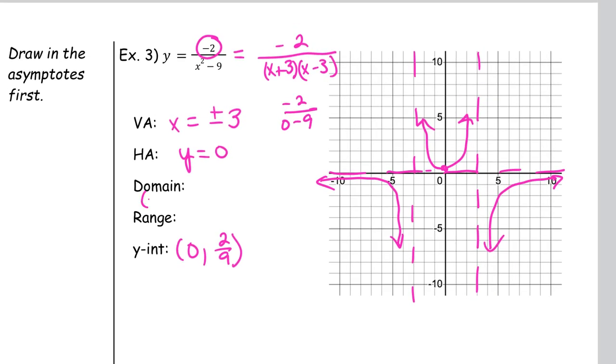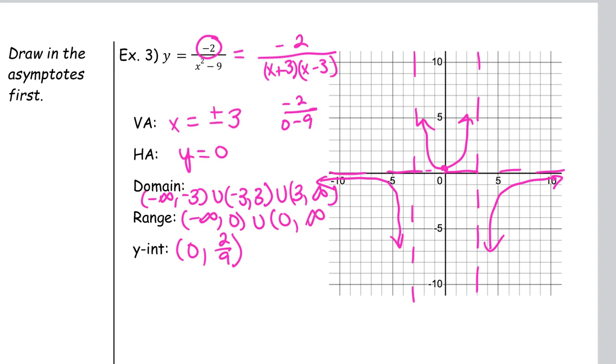Domain. It starts way over at negative infinity and goes all the way to -3, and then it picks up again at -3 and goes all the way to 3, and then it picks up at 3 and goes to infinity. What about my range? It starts way down at the bottom and comes all the way up to 0, and then it takes off at 0 and goes to. Very good.